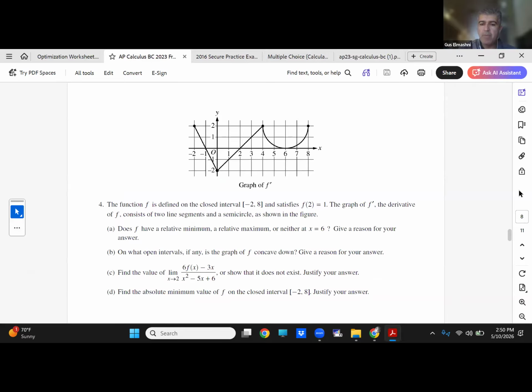Okay, part C. Hopefully it's obvious what to do here. It's kind of funky, and if you plug in 2 right now, you're going to have an issue, right? You're going to have 6 times f of 2 minus 6 over 4 minus 10 plus 6. Does that make sense? And f of 2 is 1.